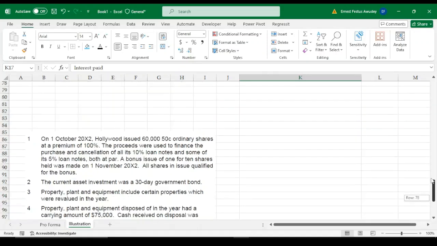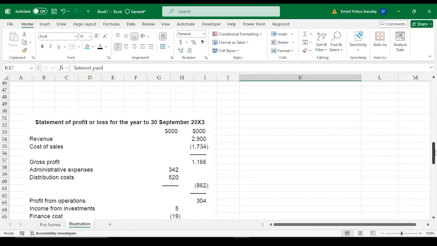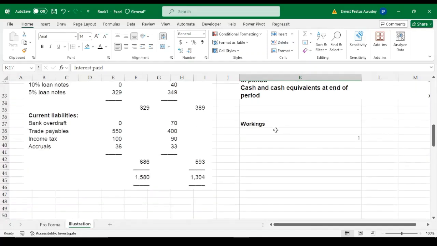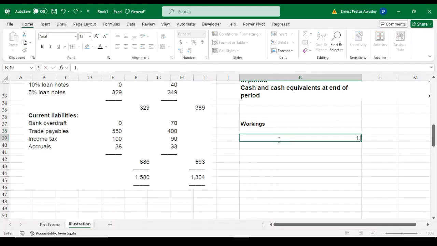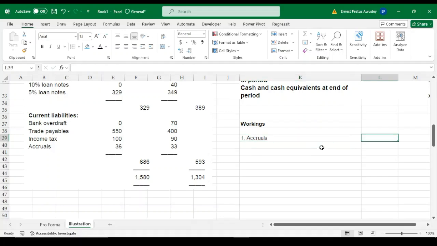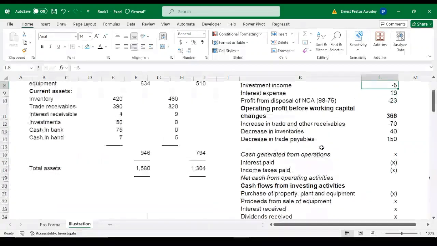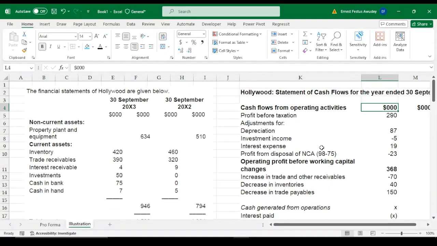So this is what we're going to do. We're going to do a small calculation here. Our workings one is going to be accruals. So what do we have? Let me go up there and copy this.